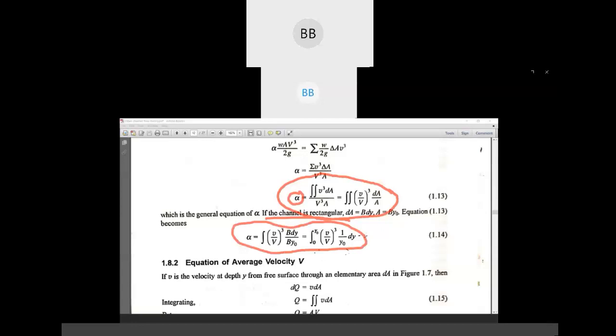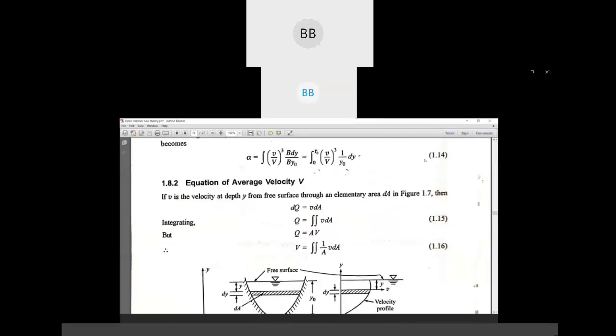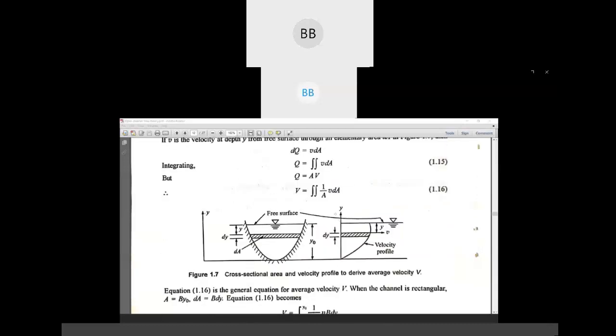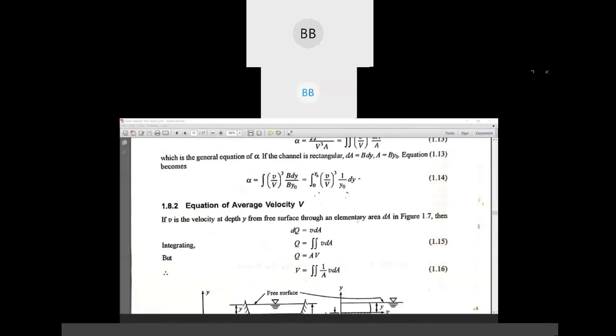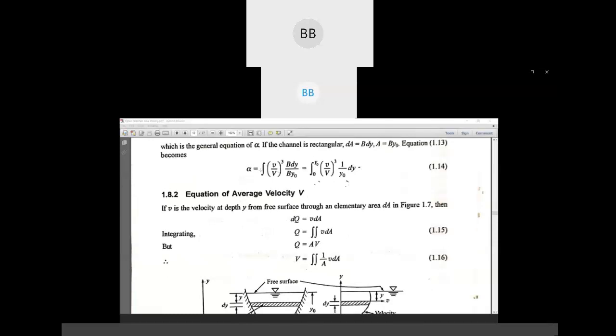Then we discussed how to calculate the velocity, that is, the average velocity. In the last class we discussed all these things. In this chapter we have numericals related to how to find alpha, the energy coefficient. To find alpha we need to find V, and only then can we determine the energy coefficient.